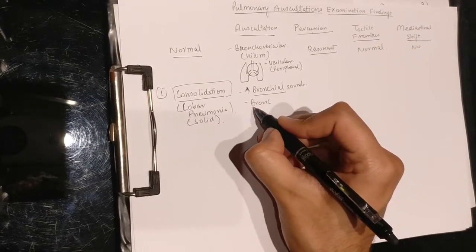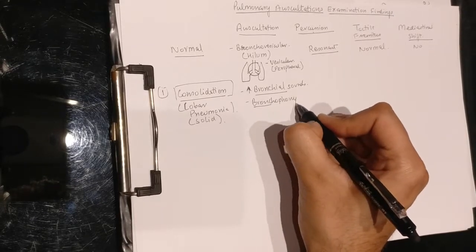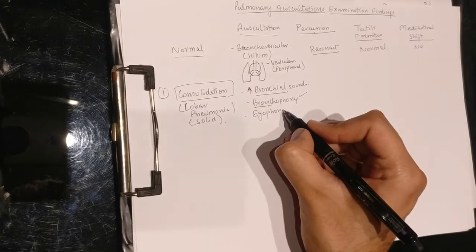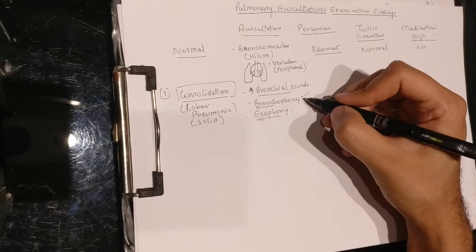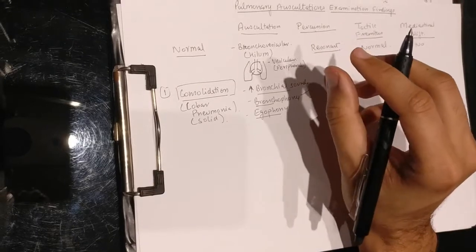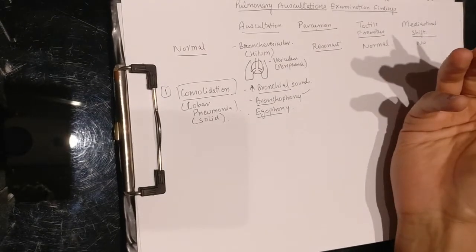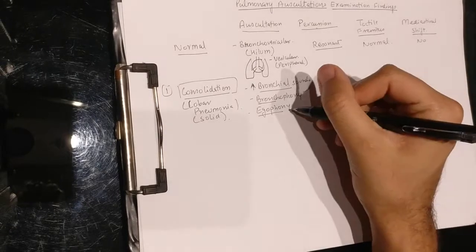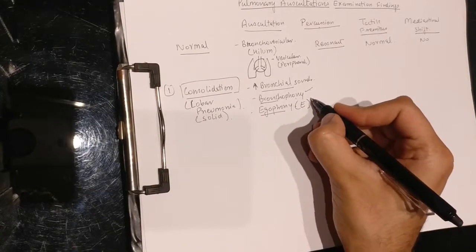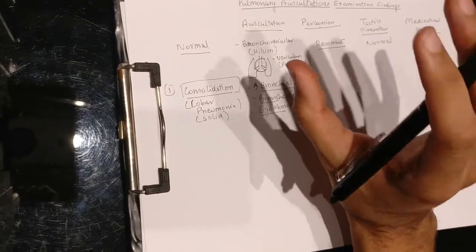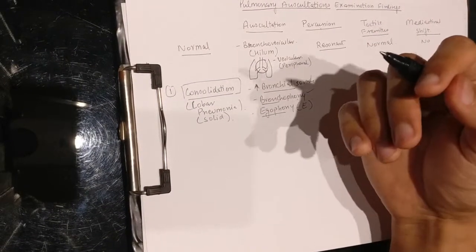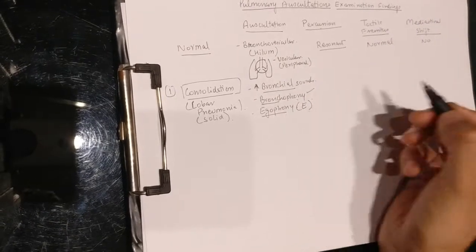Bronchophony and egophony would be present. Now bronchophony is just that if you tell the patient to pronounce 99 and you hear it with the stethoscope while auscultating, you'll hear it much better on the area which is consolidated. Egophony is when you tell the patient to say the word E, and while you're auscultating on the area which is consolidated, you will hear A. So when you tell the patient E, you will hear A. So that's egophony.